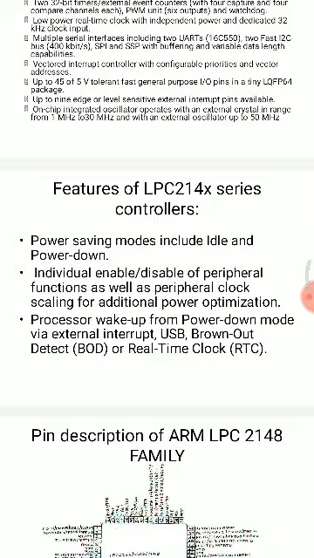We are going to see the pin descriptions of the ARM LPC 2148 in the next class.